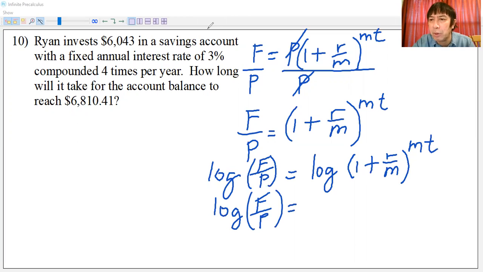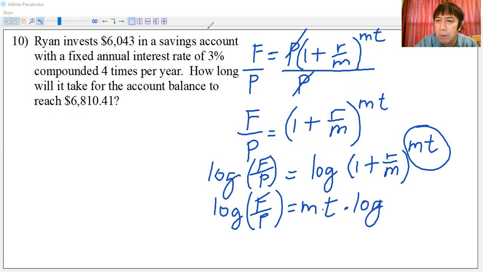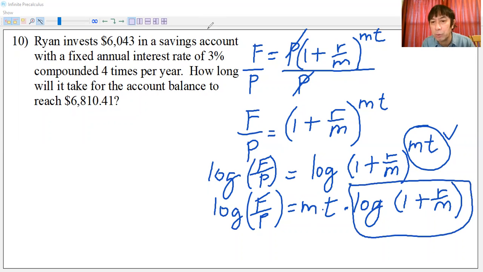That mt over here, this part, will now be in front, following the logarithmic properties, times log of 1 plus r over m. So we move this particular exponent in front, becoming a coefficient. At this point, we can now divide both sides by this amount here. We can now use this amount as divisor so that we'll be able to isolate m and t.